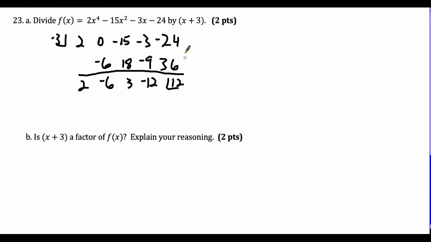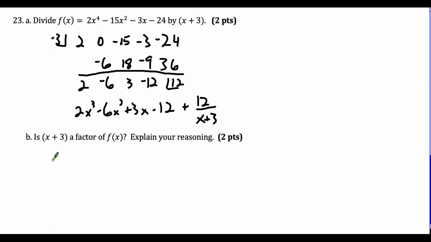Now, to write my answer for part A here, I'm going to write this all out. Since I started with a 4th degree, these are the coefficients on a 3rd degree polynomial. So this would be 2x cubed minus 6x squared plus 3x minus 12. And then the way that I write my remainder would be plus 12 over what I divided by, so over x plus 3.